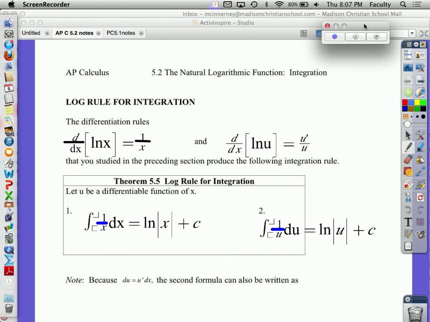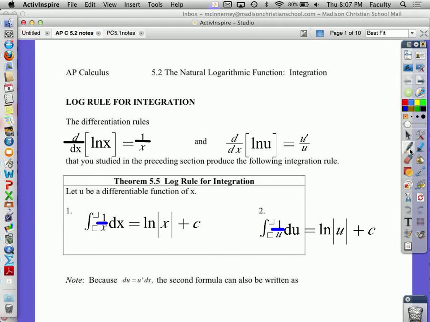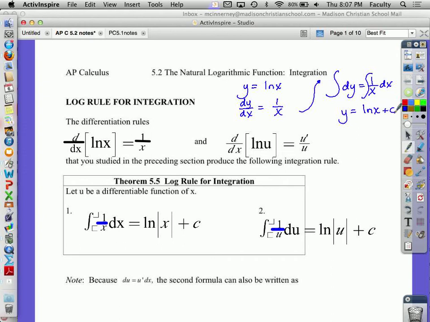All right, so what I need you to remember is that when we did the derivative of natural log, it was 1 over x. And remember, the derivative of ln of u was u prime over u. Let me write that again over here. If we had y equals ln x, dy dx was 1 over x. So what we can do is go in reverse, and I'll just bring the dx over. And so the integral is ln x plus c, okay?